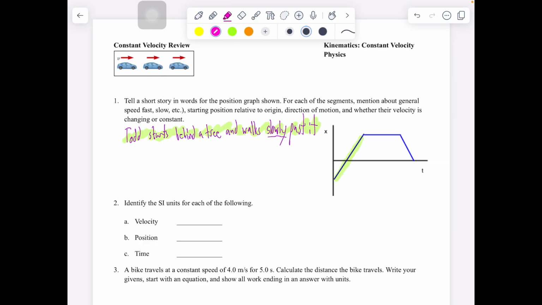Then, let's look at this middle section right here. That has a slope of 0. We know that means we're just at rest. So Todd then stops moving for a few seconds.